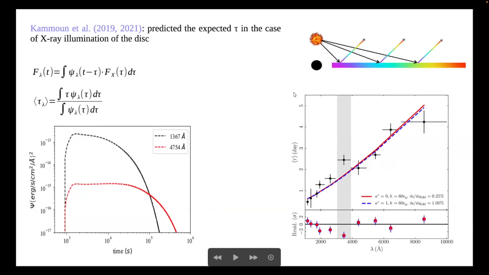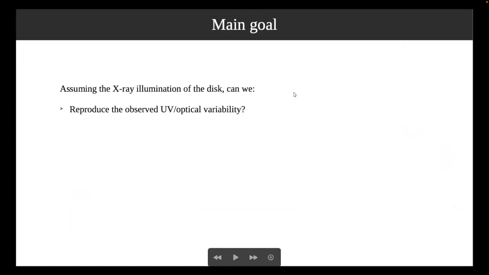And that was kind of the state of the field when I decided to enter the field. And what I wanted to do was something a bit different. I wanted to take the light curves and see if we can reproduce the UV and optical light curve, in particular the variability, from the X-ray variability we see. Because people had focused too much on the time lags, and I think there's extra information in the variability that we see. And I decided to do that in the Fourier space.